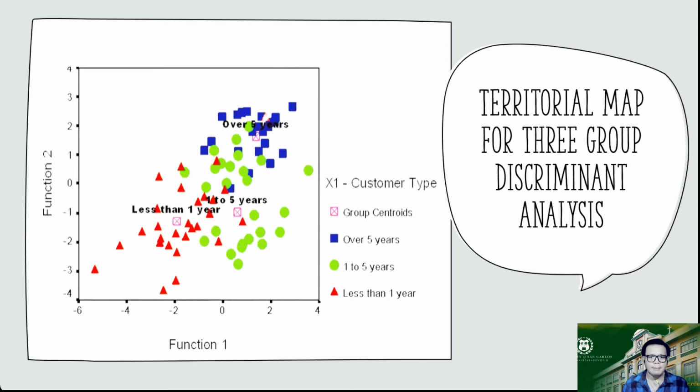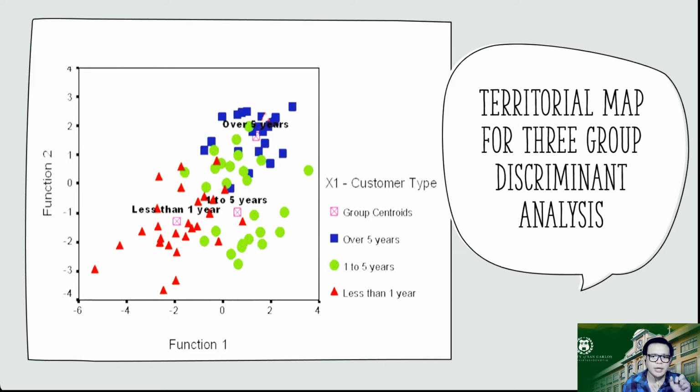This is a very good example of a territorial map for the three-group discriminant analysis. Here we have x1 and x2, and it's being divided into function 1 and function 2. We have legends for the group centroids: over 5 years, 1 to 5 years, and less than 1 year, as we cited in our previous example. As you can see, it is scattered. Usually it's trajected towards the upper part, or in the positive direction. We can also see that they are more clustered within 1 to 5 years in that particular graph.